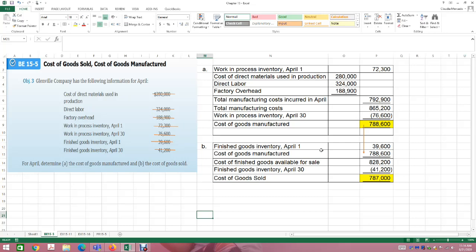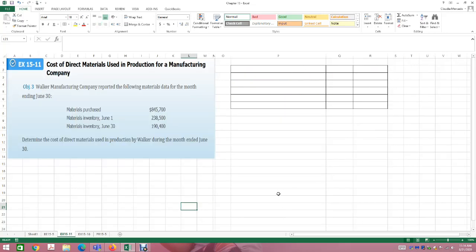So just follow along. The next problem we have is an exercise, exercise 15.11. This problem deals with cost of direct materials used in production for a manufacturing company. It says Walker Manufacturing Company reported the following materials data for the month ending June the 30th. We had materials purchased of $845,700. Materials inventory at the beginning of the month, June the 1st, $238,500. And materials inventory at the end of the month, as of June the 30th, of $190,400.